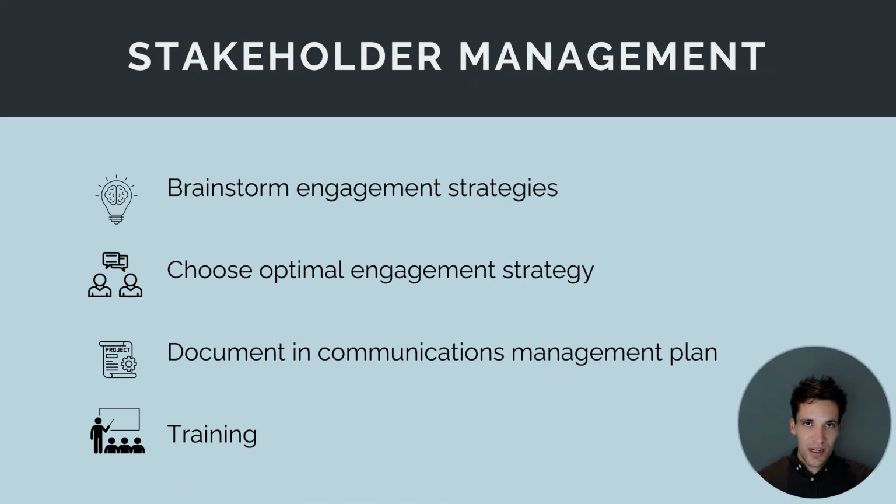Once we've identified our stakeholders, analyzed them, worked out who are the important ones, the next step is to manage them. So we can use ChatGPT to brainstorm engagement strategies, so to help us develop different strategies for dealing with stakeholders. We can then use it to choose an optimal engagement strategy. We can then update our communications management plan with these strategies all through ChatGPT. And also we could use it to provide training for the project team on how to manage stakeholders and basically anything we can think of.